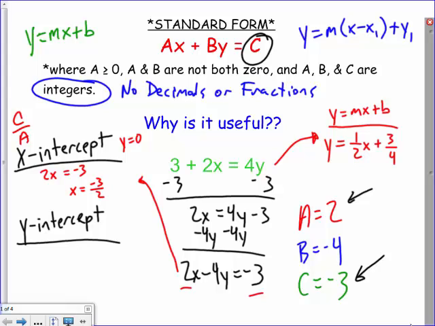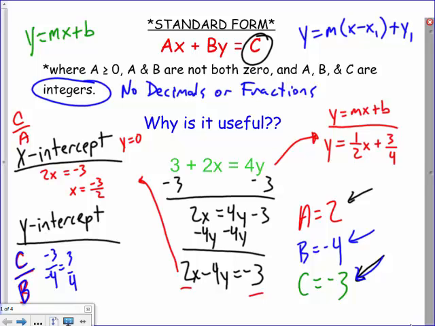Well, what do you think it would be to find the y-intercept? It would be the same thing. We put c, but then we would put it over what? The b. Let's test it. So if that's the case, I'm thinking it's going to be c over b. So it would be really what? -3 over -4. Let's try it. So is it going to be -3 over -4? Which is really positive 3/4.